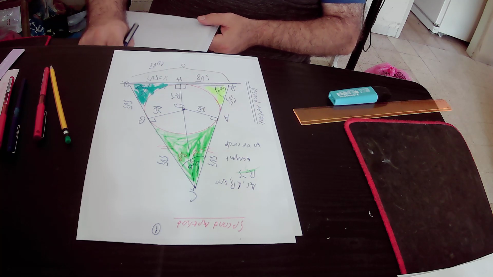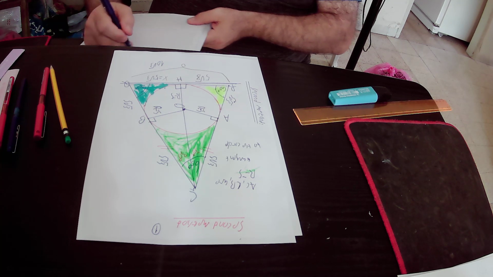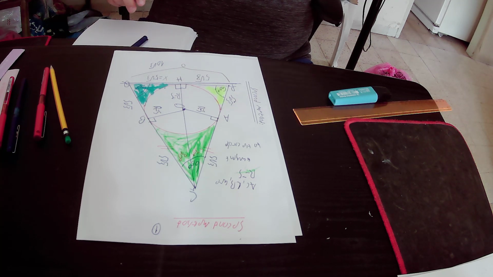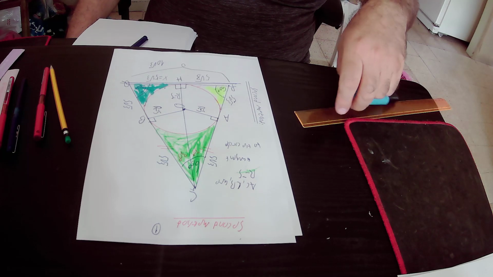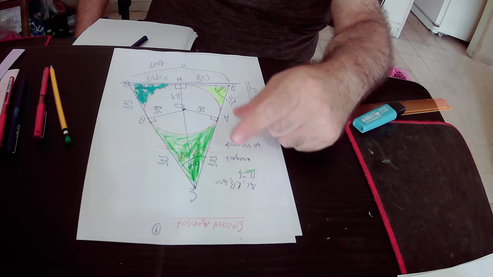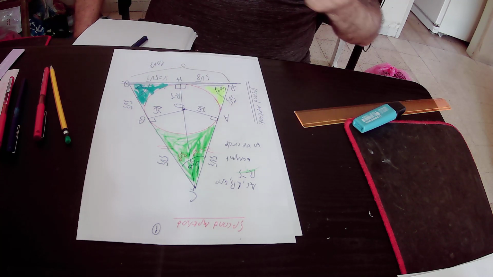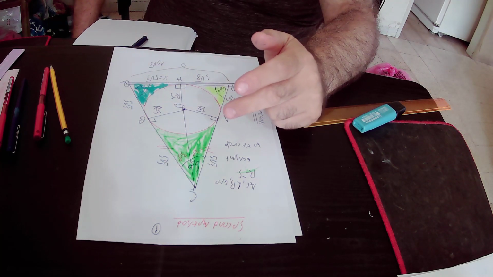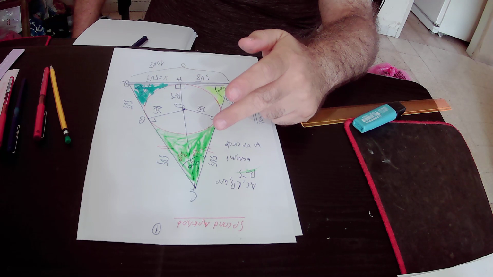But as you can see from the drawing, those three shapes are identical. They have two sides that are both equal to 5 times root 3, and the angle between those two sides is 60 degrees in all three shapes.